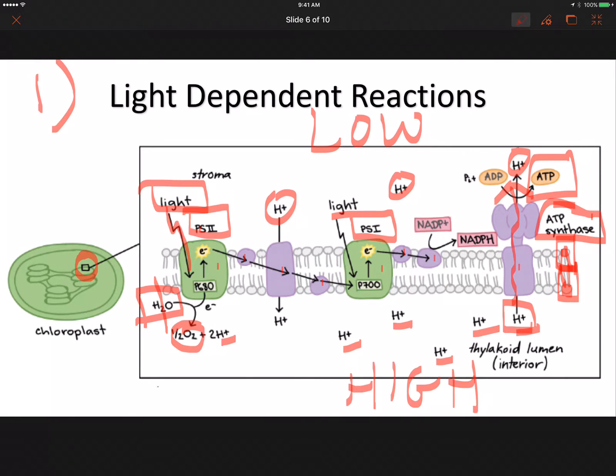So every time a hydrogen ion goes from my high concentration on the inside to a low concentration on the outside, ATP is going to be produced. That's important because we're going to use that energy in the next part.